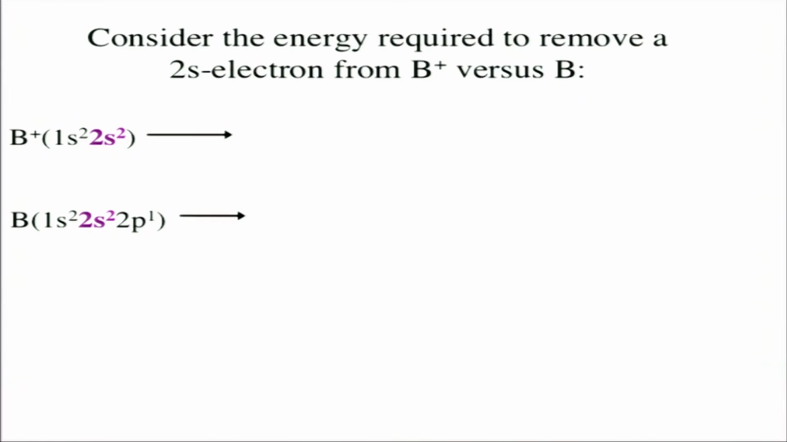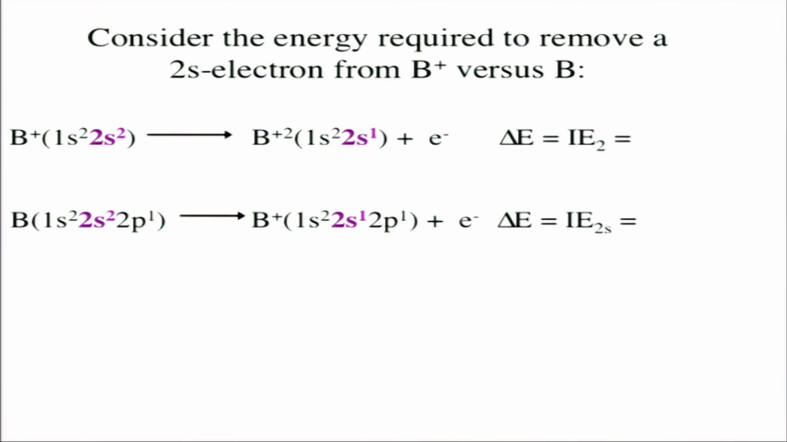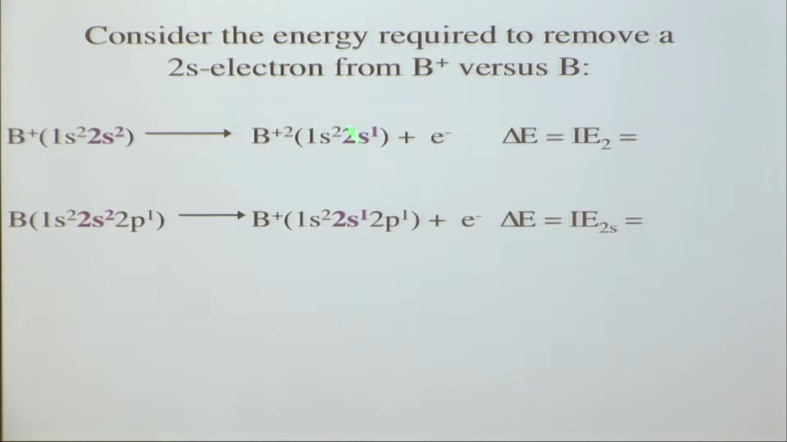So now let's just consider taking a 2s electron, but from two different types of boron, boron plus and regular boron. In this first case, we're going to take one of these two 2s electrons, and now we have a difference in energy. This is the second ionization energy. The first one removed the electron from p. So we saw this before. We're removing one of the electrons from 2s, and so this is the second ionization energy. It's also equal to the binding energy of the 2s electron in boron plus.